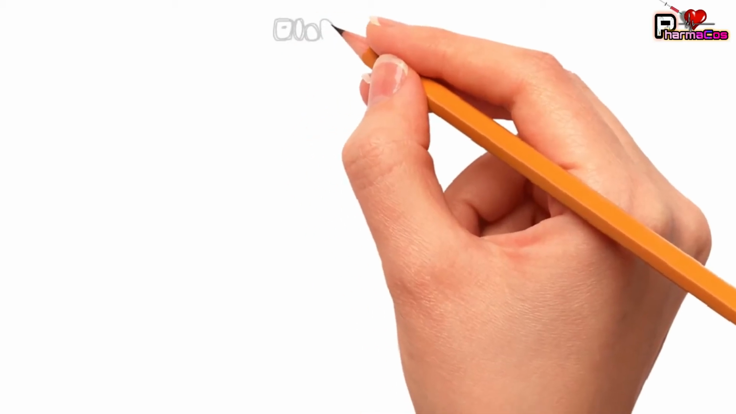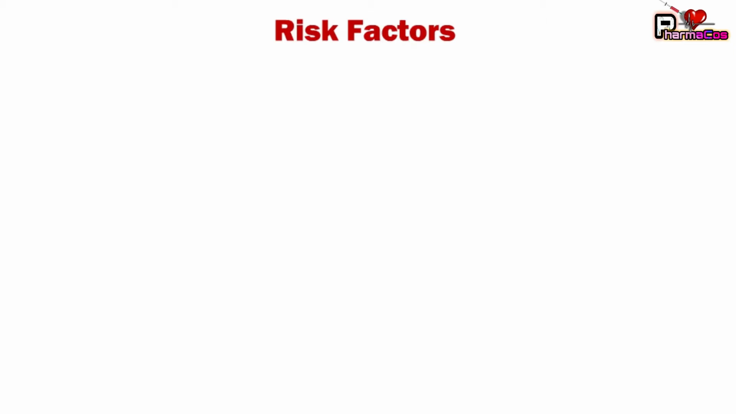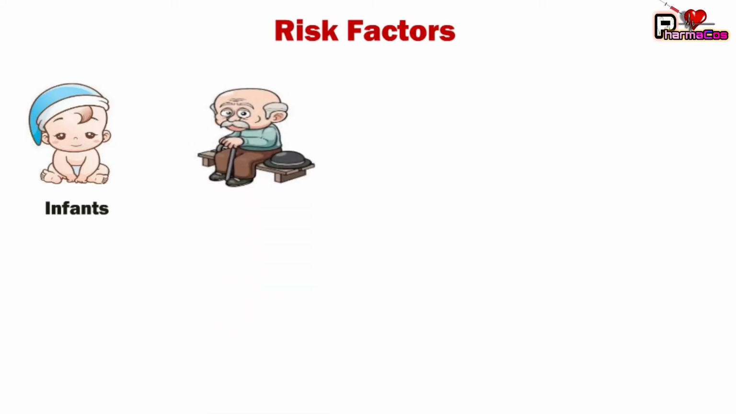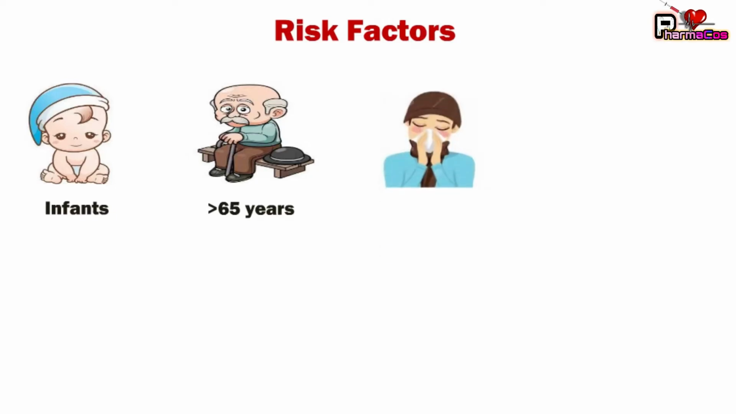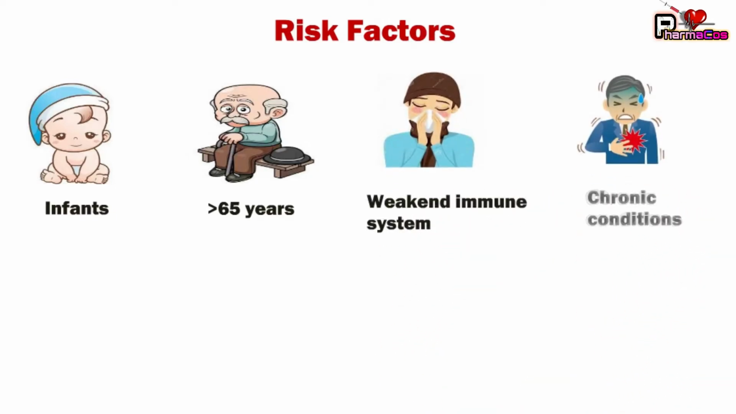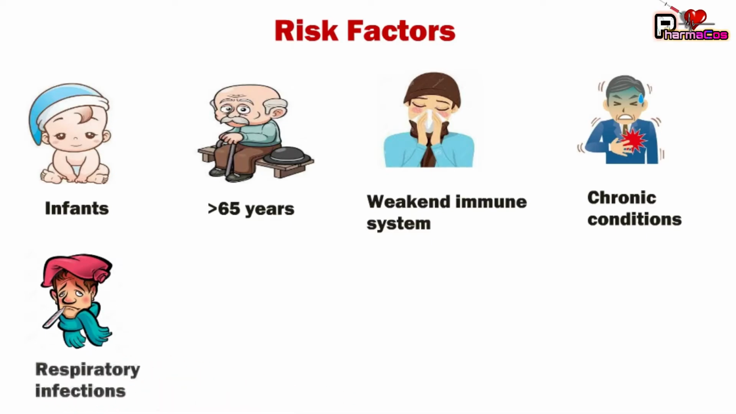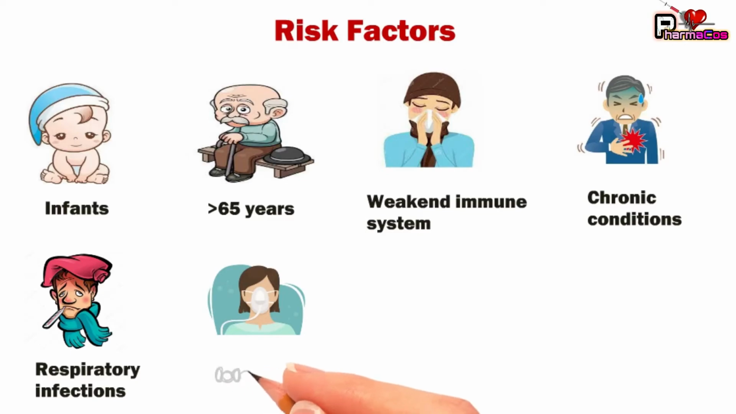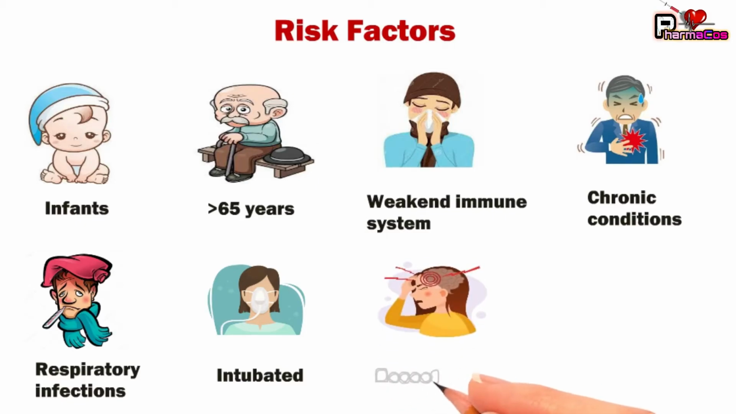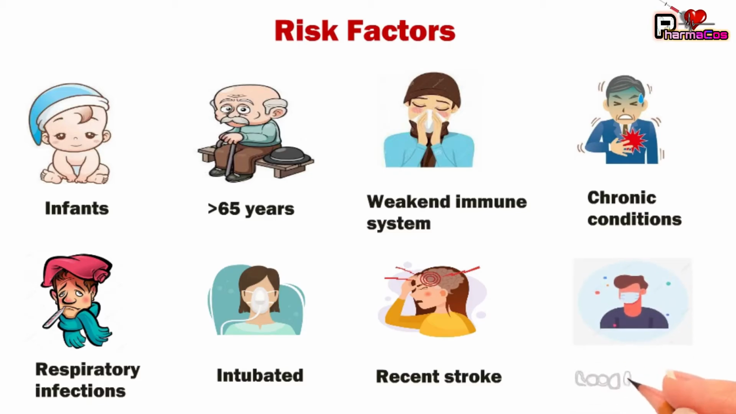Now let's talk about the risk factors for pneumonia. It's true that patients of all ages can get pneumonia, but some are more at risk than others. Here are the risk factors. You have infants less than 2 years of age, adults who are greater than 65 years of age, those with a weakened immune system, those with chronic conditions such as asthma, COPD, and congestive heart failure, those with recent respiratory infections such as flu or common cold, those who are intubated and receiving mechanical ventilatory support, those who smoke tobacco, those who have recently had a stroke, and those who are exposed to pollution or lung irritants. Keep in mind there are other risk factors for pneumonia. These are just common examples that you should be familiar with.